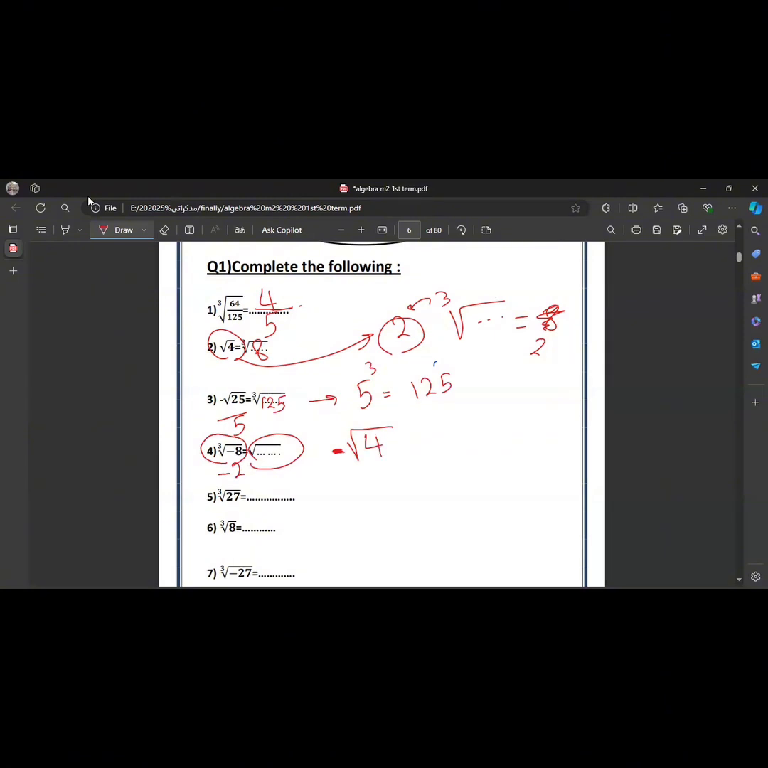The cubic root of 27. By using your calculator or by factorizing, 27 can't be divided by 2 because it's an odd number. We can take the second prime number, which is 3. 27 divided by 3 is 9. Here 3 again, and here 3, and here 1. Take only one root by 3. And here 2, and here negative 3.